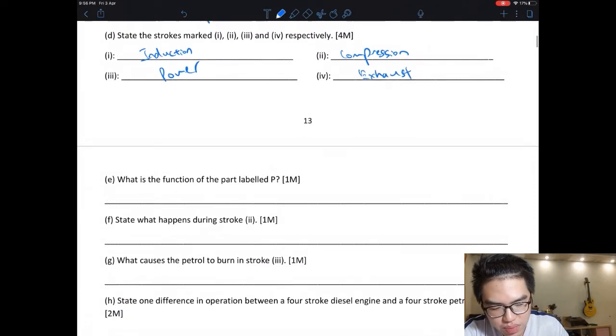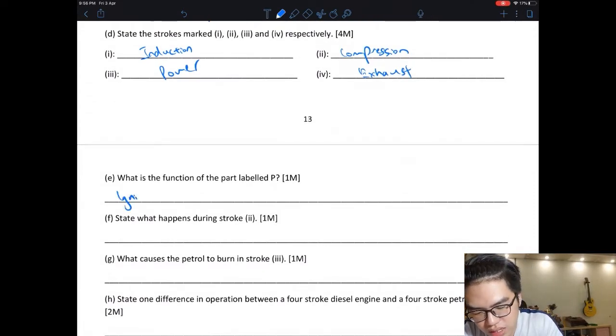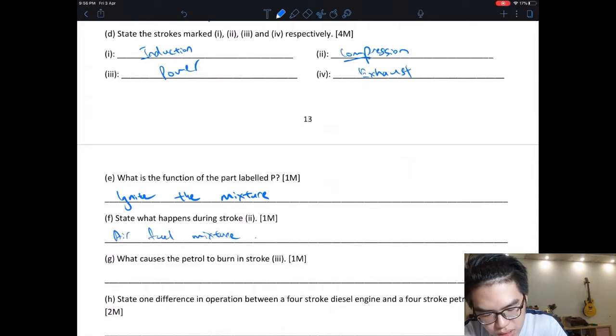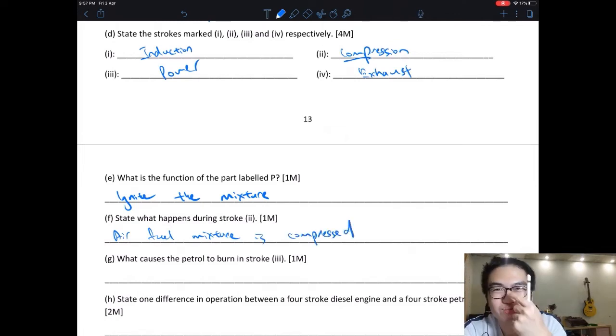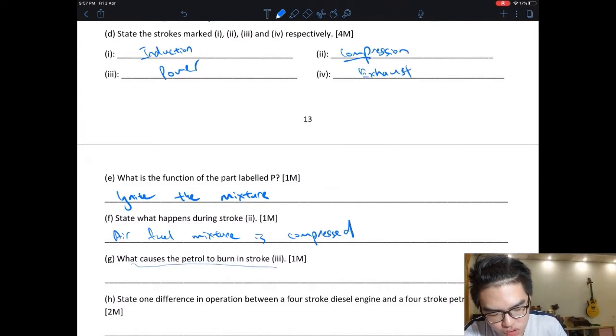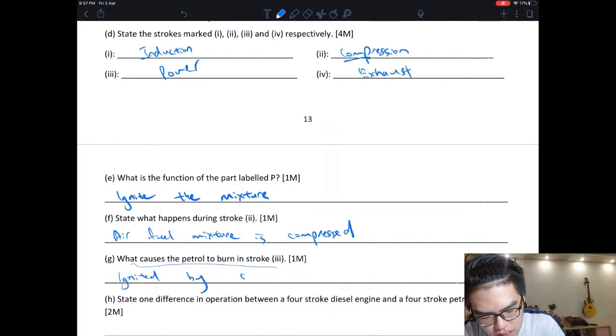Function of the part labelled P: to ignite the mixture. What happens during stroke 2, compression? The air fuel mixture is compressed. See, they only ask for one point. There's no need for you to say what valve closes or what piston moves up or down. What causes the petrol to burn in stroke 3? Ignited by spark plug.